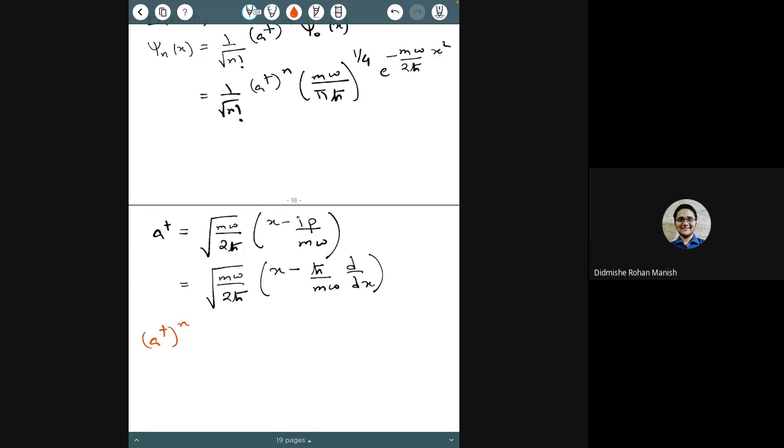So a dagger to the power n is simply m omega by 2 h cross to the power n by 2, x minus h cross by m omega d by dx, to the power n. Okay, so this is m omega by 2 h cross to the power n by 2.